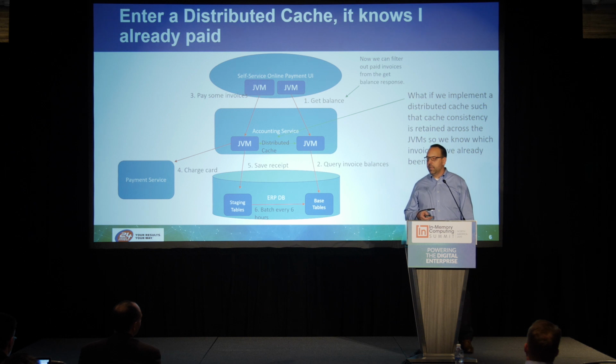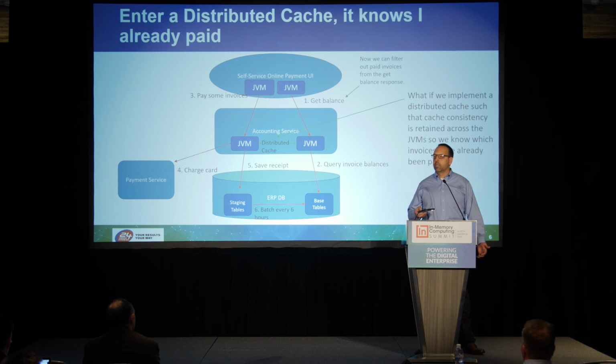We decided to put in our accounting services tier, a middle layer tier, a distributed cache between the JVMs. And how that works, essentially, the get balance is exactly the same. On the initial call, it would find that you owed $50. You would go in and make a payment. At the time you make a payment, we would populate a recent invoice payment received cache that we store for about 12 hours, or we can adjust the time if we want, depending on how often that batch is running and how consistently it's running.